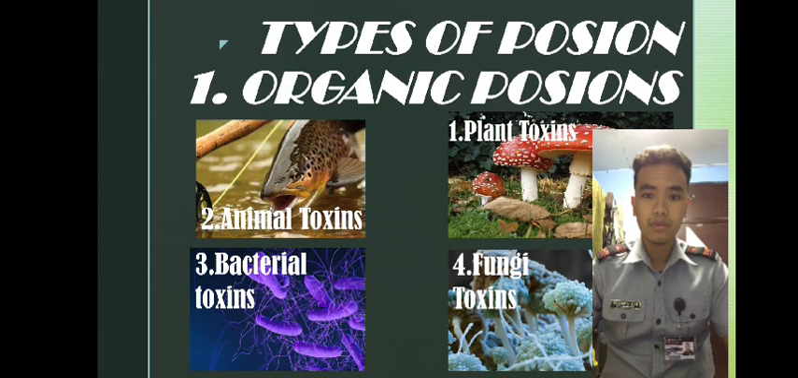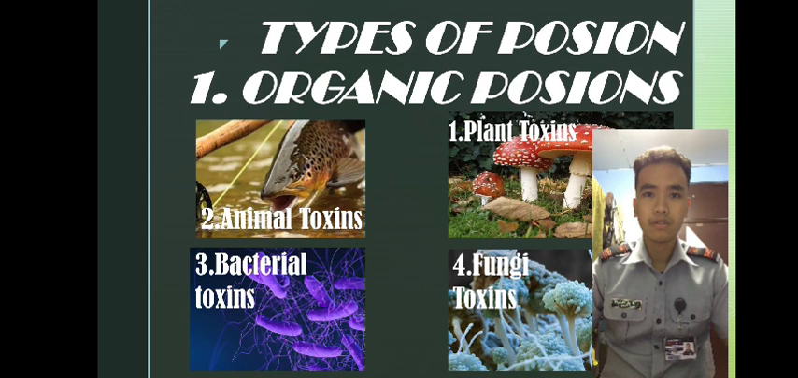Let us now proceed to the different types of poisons. First, let us start with number one, organic poisons. Organic poisons are substances that are derived from living organisms such as plants, animals, and bacteria. They can be found in various forms including solids, liquids, and gases, and they can be toxic to humans and other animals. Examples of organic poisons include: first, plant toxins.